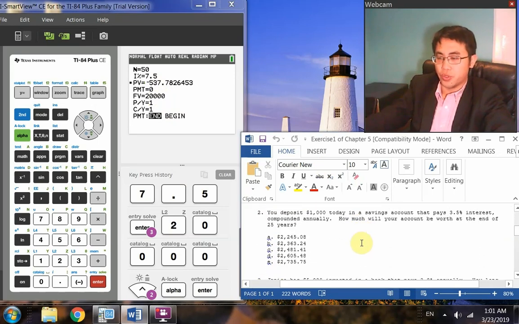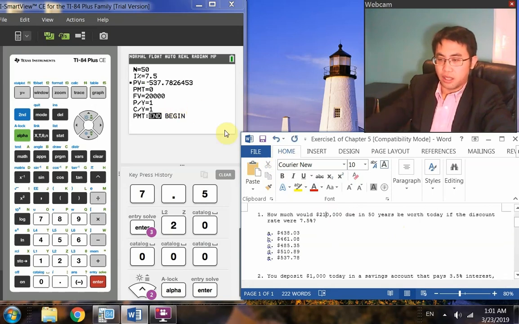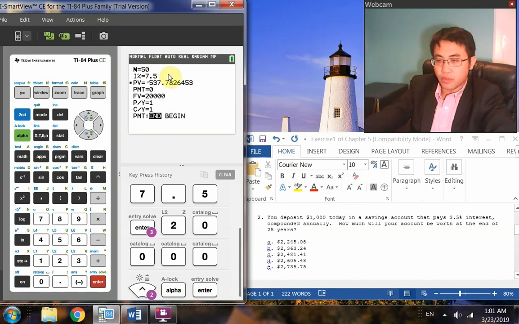For question number 2, you deposit $1,000 today in a savings account that pays 3.5% interest, compounded annually. How much will your account be worth at the end of 25 years? Your deposit is $1,000. For present value, you're going to put a negative 1,000.